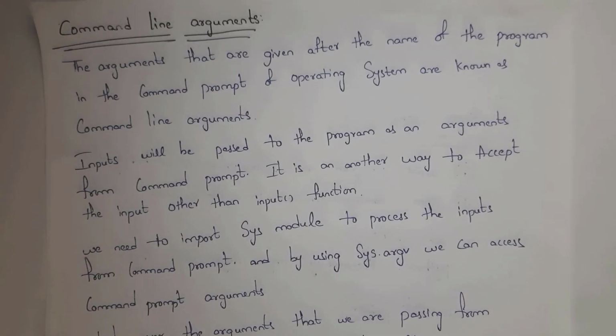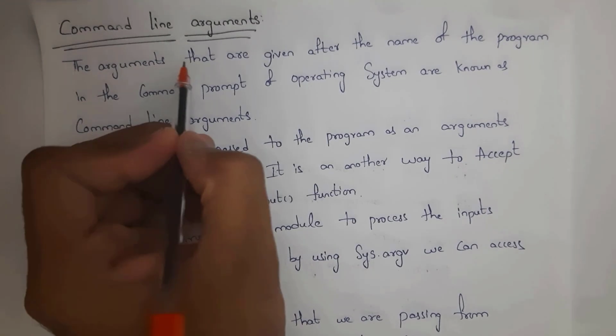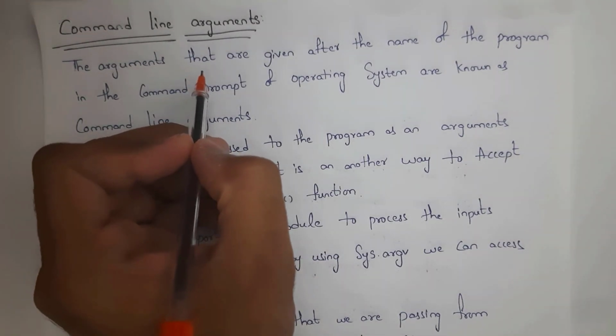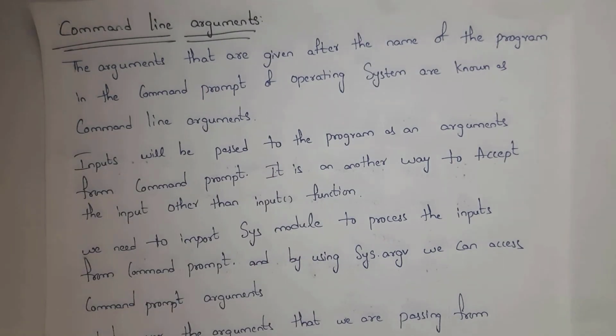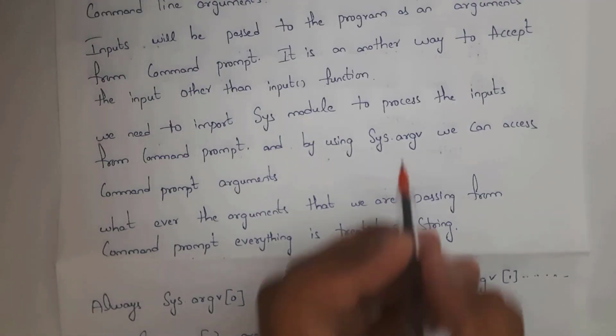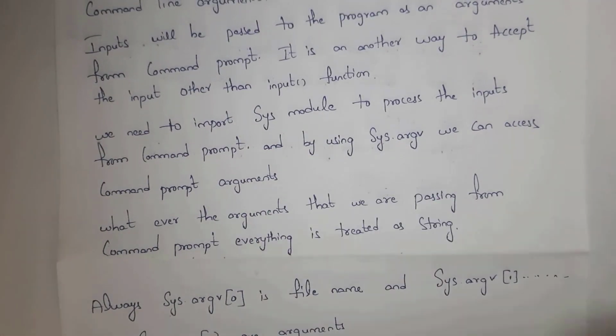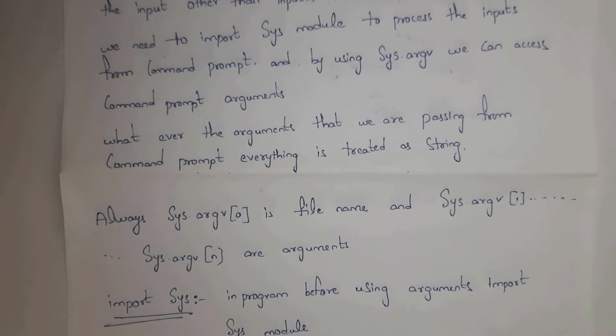To explain the definition of command line arguments, the arguments that are given after the name of the program in the command prompt of the operating system are known as command line arguments. And whatever the inputs that you give on command prompt, we call those inputs arguments. And we need to import the sys module to process the inputs from command prompt. I already said before, at first you need to import the sys module, and by using sys.argv we can access command prompt arguments. And whatever the arguments that we pass from command prompt, everything is treated as string.